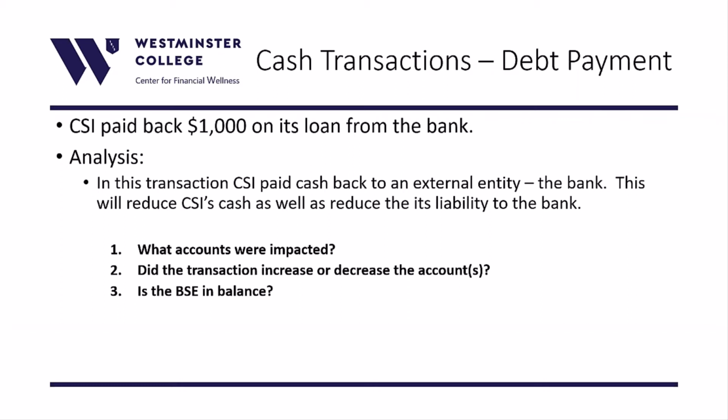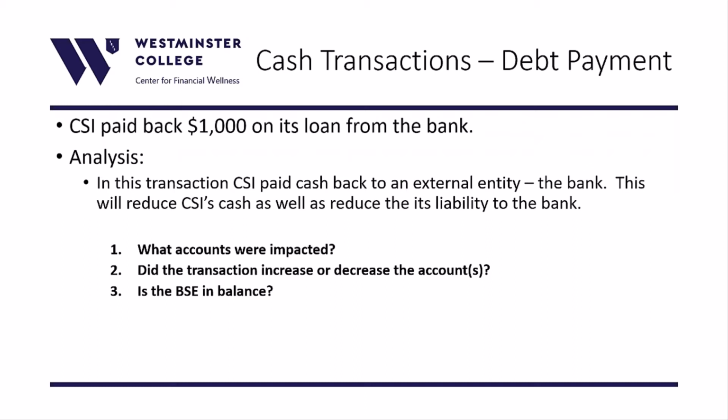CSI paid back $1,000 on a loan. Okay, so this relates to one of our previous transactions where they got the loan. So in this transaction, CSI is just paying back part of the loan principal. We're ignoring interest expense at this point. So they're just giving out some cash and reducing a loan balance, it sounds like, right?